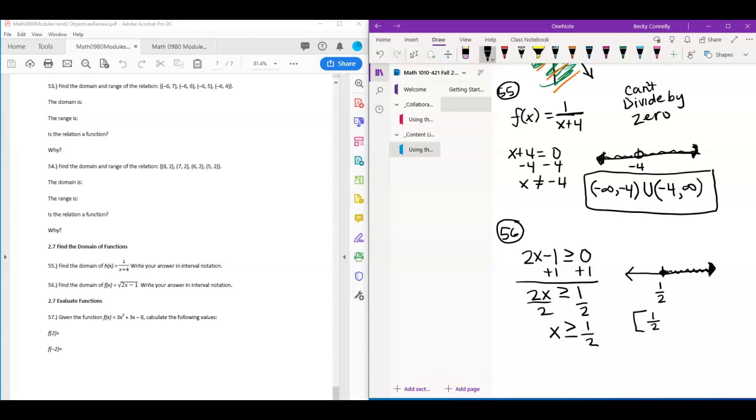One half? Yeah, it's going to go out to infinity. And then remember, with the infinity or a negative infinity, we'll always use a parenthesis. Right? So all of the values 1/2 or bigger will work. Because if you try something that is less than this, then you're going to end up with a negative number, and that will make that statement false. And we can't take the square root of negative numbers. So that's why we have to make it greater than or equal to 0.